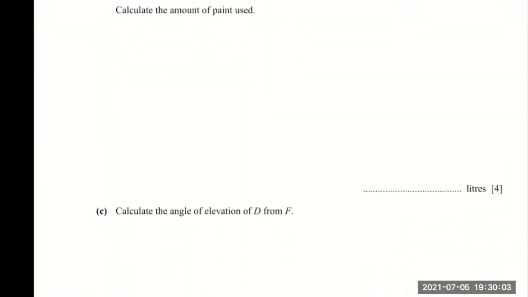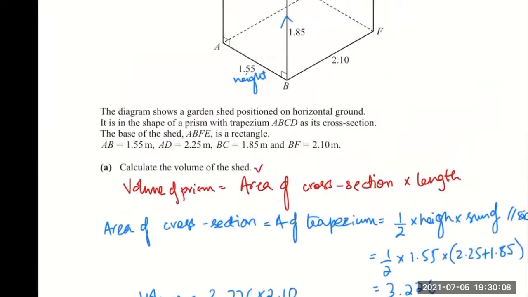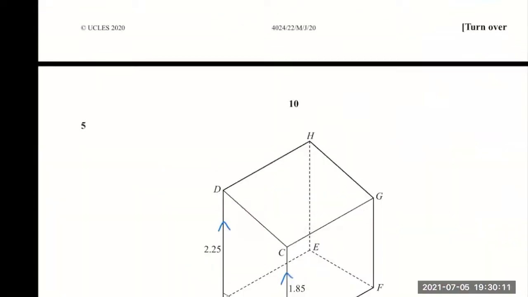Now it says the roof CGHD is painted. 1 liter of paint covers 2 square meters. Calculate the amount of paint used. Now, what shape is the roof? Who can tell me what this CDHG is? What shape am I talking about? It's rectangular. Yes, it's rectangular. You're absolutely right. That's basically a rectangle. So rectangle का area क्या होता था? It was just length into width, right?